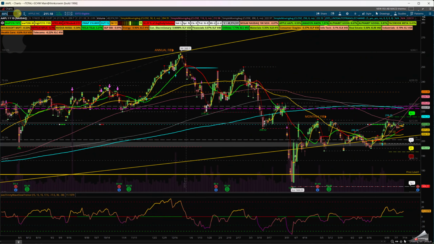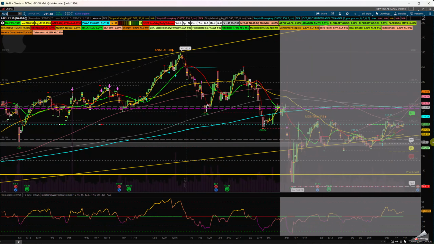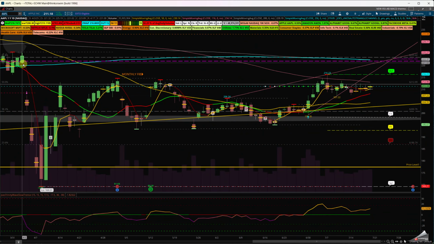I wanted to show Apple is that it's been consolidating. If you look at the December high, then we had the January low, then the rally up in February, then the April lows, then we consolidated from here on. We have not been able to take this candle, which is this large gap in here. We have a large gap.